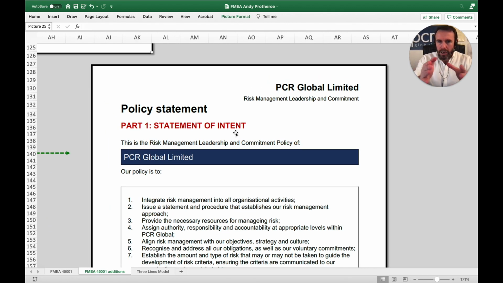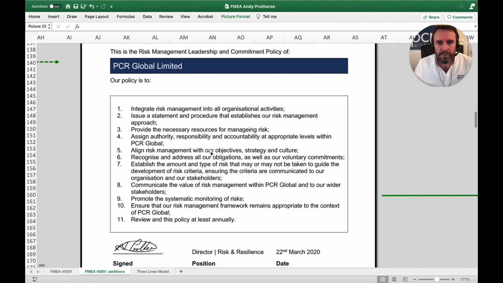So we're back on the page with this one. Here we have the risk management leadership and commitment policy. In ISO 31000, we need to evidence that. In all the ISO standards, we need to evidence leadership and commitment. What are we going to be saying in terms of risk that we're going to be doing for that?